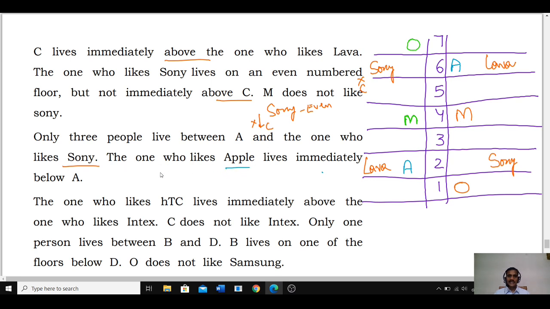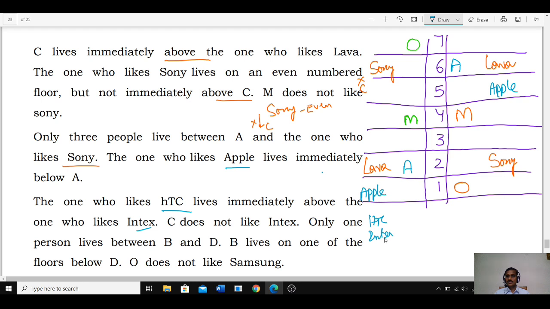The one who likes Apple lives immediately below A. Apple is immediately below A. Here also Apple is immediately below A. The one who likes HTC lives immediately above the one who likes Index. HTC above Index means 5 or 4 or 4 or 2. HTC is immediately above Index. Now these two are adjacent to each other.